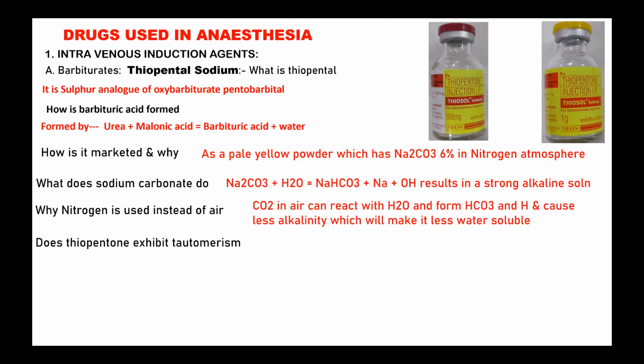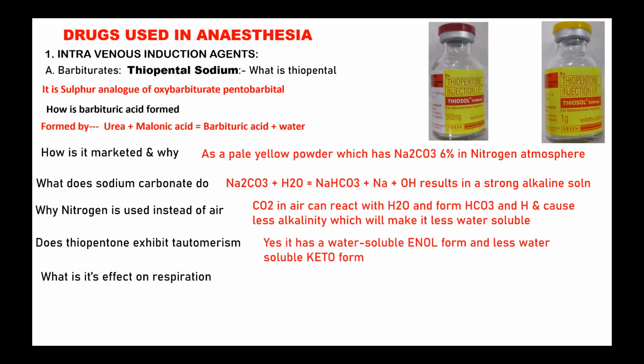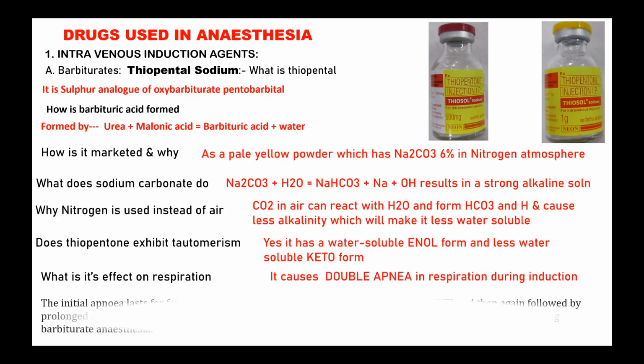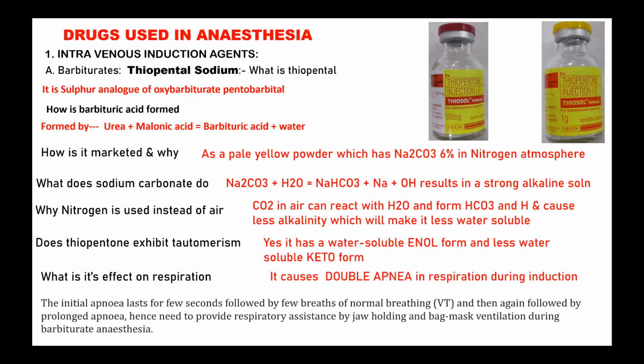Does thiopentone exhibit tautomerism? Yes, sir. It has a water soluble enol form and a less water soluble keto form. What is its effect on respiration? Double apnea, sir. Initially there will be a suppression, then one deep breath taken, and then total apnea. So that's called double apnea. The initial apnea lasts a few seconds, followed by a few breaths of normal breathing, then again a prolonged apnea, which means we need to provide respiratory assistance.